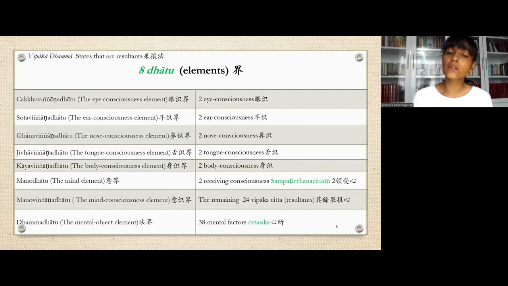Now, altogether, how many have we got? We have got 12 chitta out of the 36. So when we deduct these 12 from 36, we are left with 24 Vipāka chitta. Those 24 chitta are classified under mano vijnana dhātu, the mind consciousness element. And finally, the 38 mental factors are classified under dhamma dhātu.